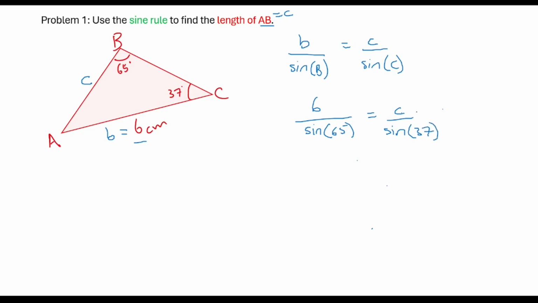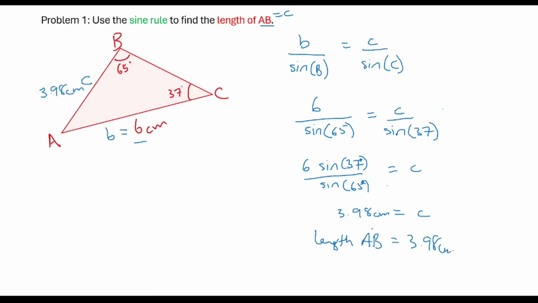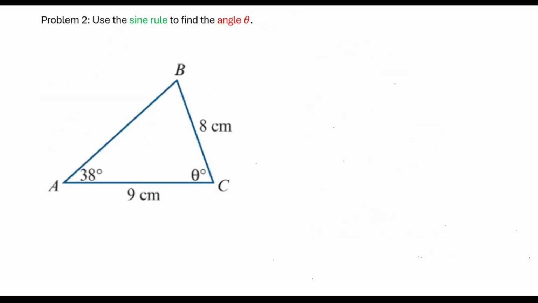Now to get c by itself, let's multiply both sides by sine 37, and we end up with 6 sine 37 over sine of 65 will give us what c is. So let's put this in our calculator, and remember to have your calculator in degrees mode as these angles are in degrees. And the answer that we get is 3.98. We round it off to 2 decimal places. So this here is 3.98 centimeters. So what's the length of AB? To 2 decimal places.